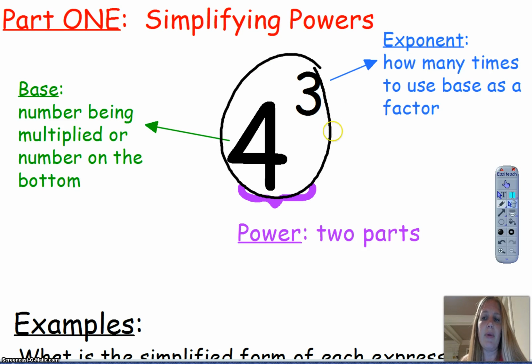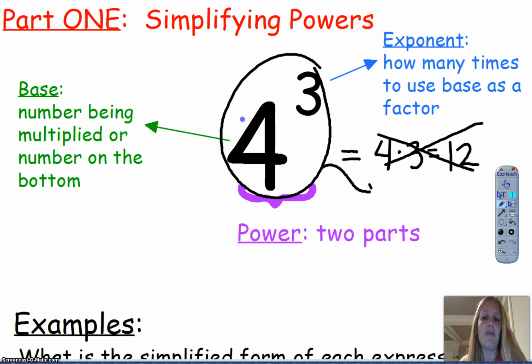Now, a common problem, you might want to write yourself a little note here. A common problem is when some kids tell me that this equals 4 times 3, which is 12. And that is not the case. It is not what this equals. What a power means is you're taking the base of 4 and you're multiplying 4 times itself 3 times. So this means 4 times 4 times 4.